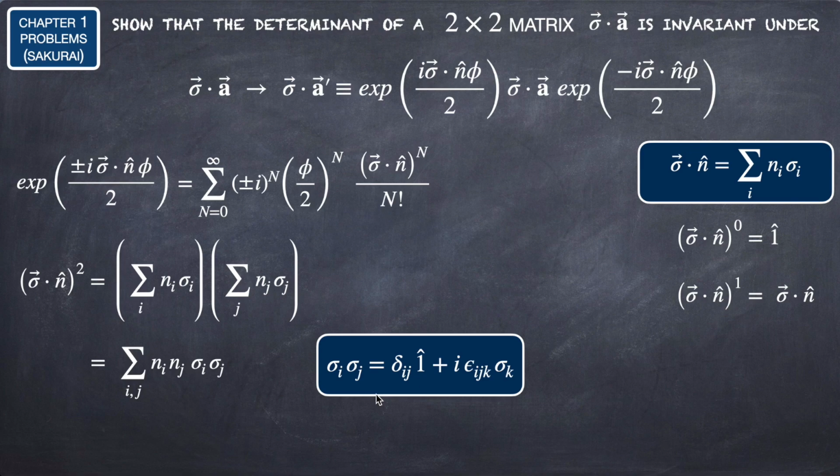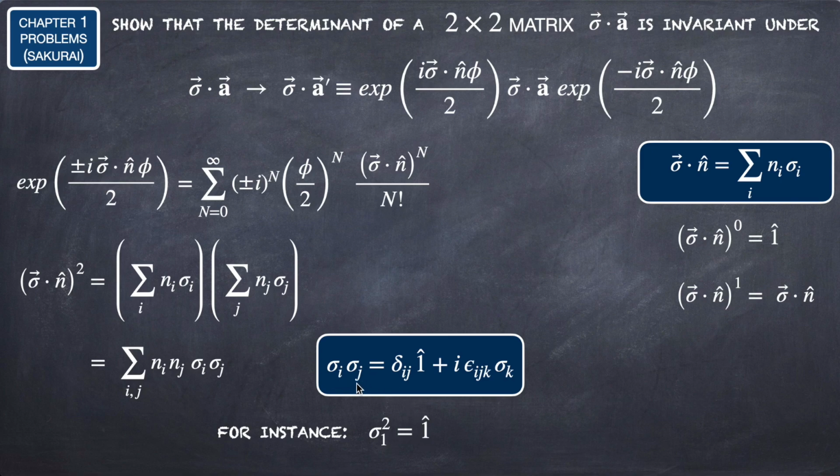When i and j are the same, then the Levi-Civita symbol is 0, and this delta is 1, resulting in the identity, which is what we expect. Sigma i squared is equal to the identity. For instance, sigma 1 squared is the identity.